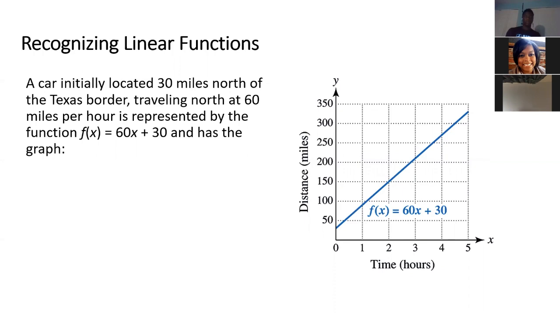So here we have a car initially located 30 miles north of the Texas border, traveling north at 60 miles per hour, represented by the function f of x equals 60x plus 30. And the reason why we know that is because it told us we have an initial and we have a constant rate that we're traveling. And therefore it can be modeled as a linear function. Okay, we have our initial, which falls on our y-axis. Here's our b. And then our constant rate of change is how much am I changing each time. So I'm here at 30, then I'm at 60, 90.